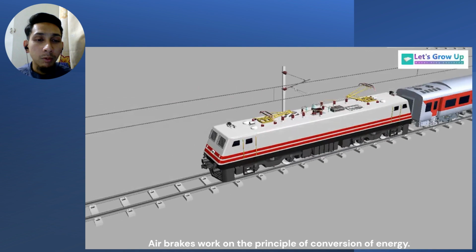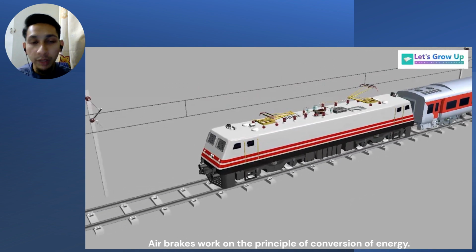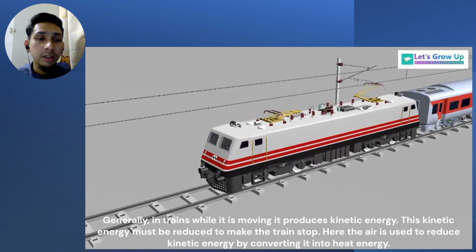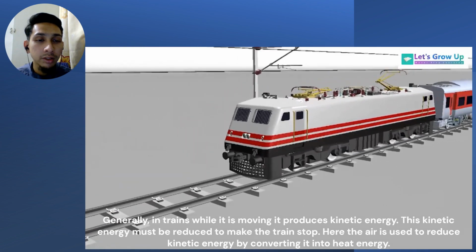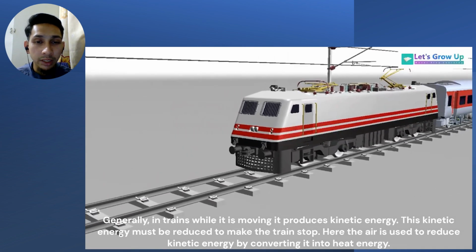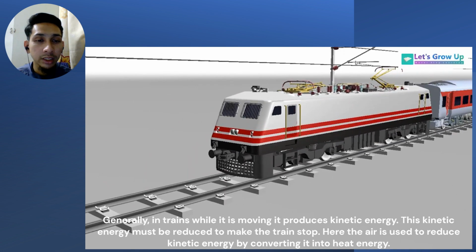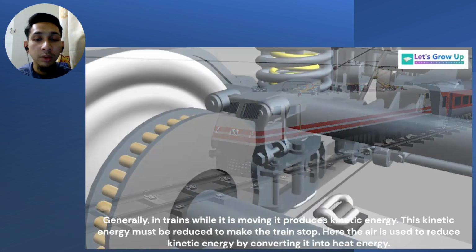Air brakes work on the principle of conversion of energy. Generally, a train while it is moving produces kinetic energy. This kinetic energy must be reduced to make the train stop. The air is used to reduce kinetic energy by converting it into heat energy.